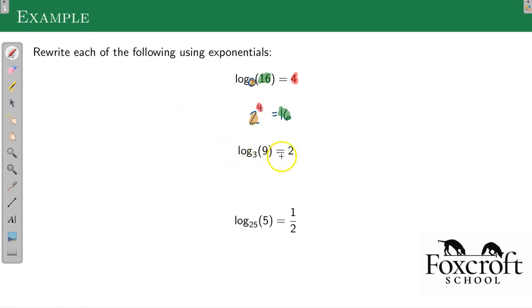Log base 3 of 9 equals 2. That means 3 to the second equals 9. Base, input to output, output to input. Next, base 25. Input is going to become the output. Output becomes the input of the exponential. So you can do all of these if you just know that, first of all, the base is going to be the same, and then you flip those two places.